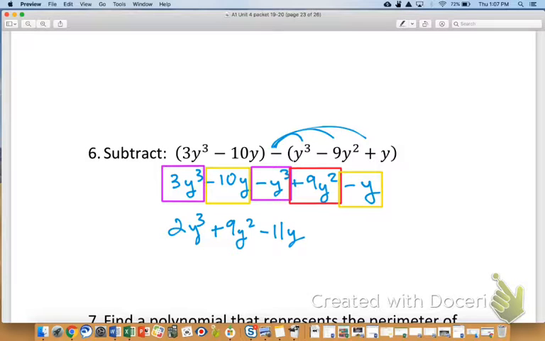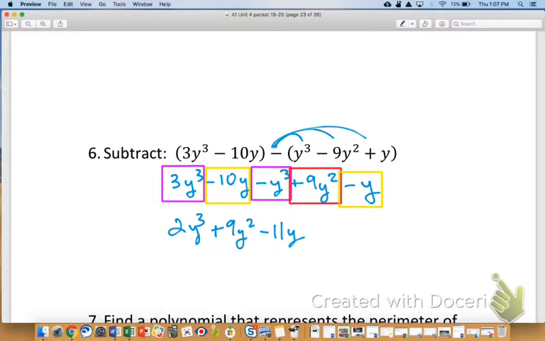Good. Okay, so I've got an answer up there. As far as the final subtraction, I got 2y cubed plus 9y squared minus 11y. As I'm peeking over shoulders, I'm seeing a lot of those. That's great, right? Let's review from yesterday.